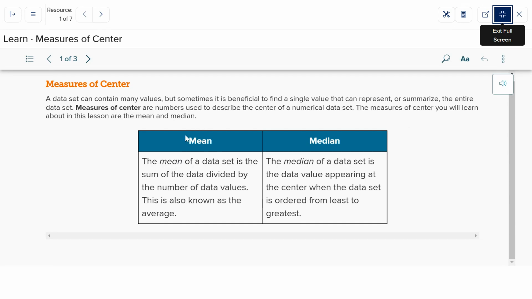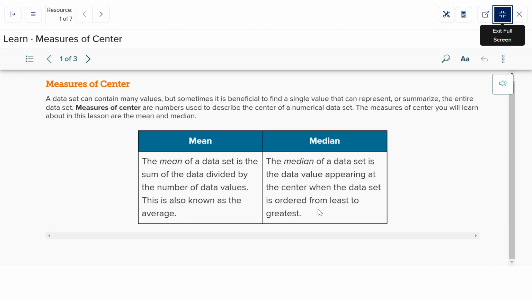So the mean is the sum of the data, if you add up all of the individual data points, divided by the number of data values. So you add all of the individual data points, and then however many of those there were, you divide by that. And then we call this the average. So when we use that word average in math, we usually are referring to the mean.